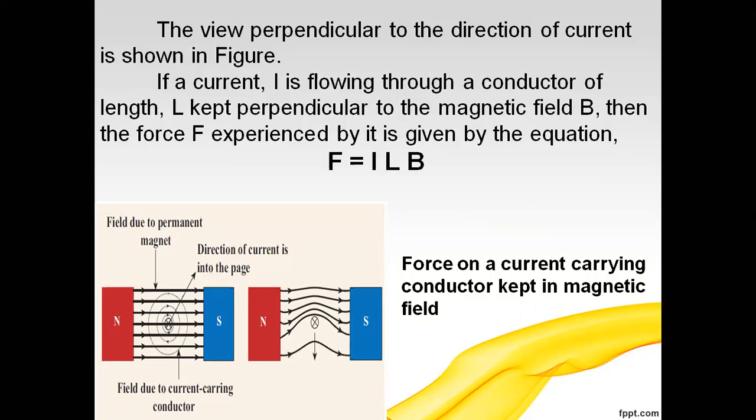So if a current I flows through a conductor of length L, and the current is perpendicular to the magnetic field B, then the force experienced by it is given by the equation F equals I L B. This equation indicates that the force is proportional to the current in the conductor, the length of the conductor, and the magnetic field in which the current carrying conductor is kept.